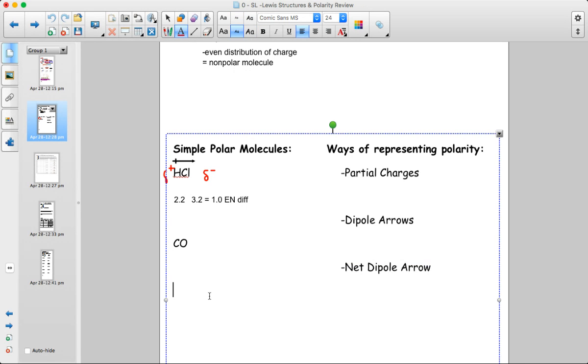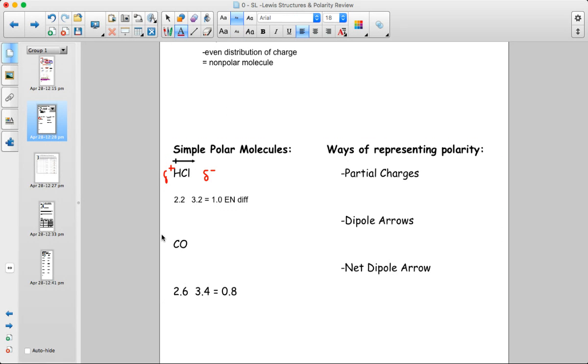Carbon has an electronegativity value of 2.6 and oxygen 3.4, for a difference of 0.8. Again, polar covalent. And so we would add a similar dipole arrow pointing towards the oxygen. So when there's just one bond, it's really simple. If the bond is polar, then the molecule is also polar.